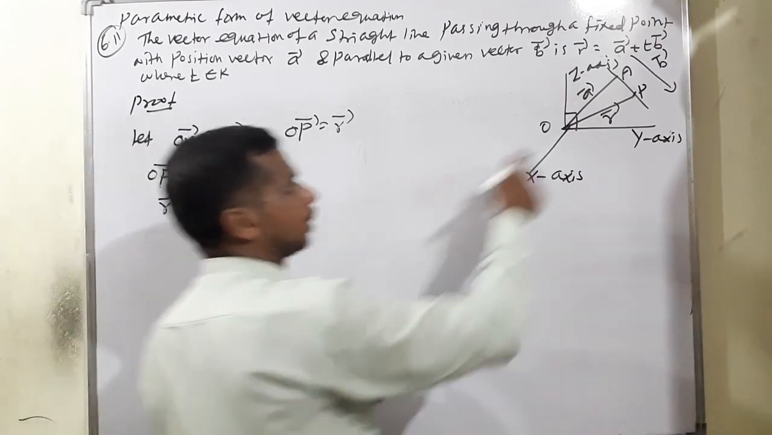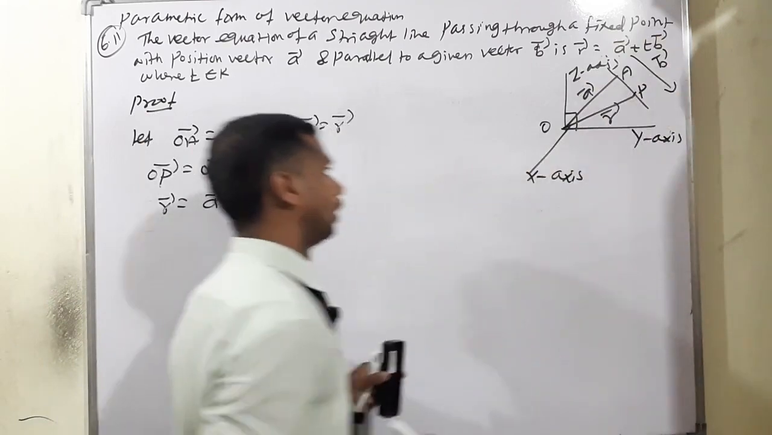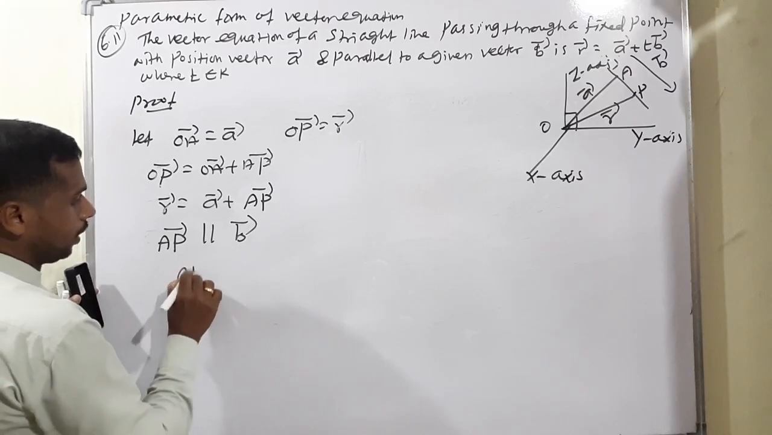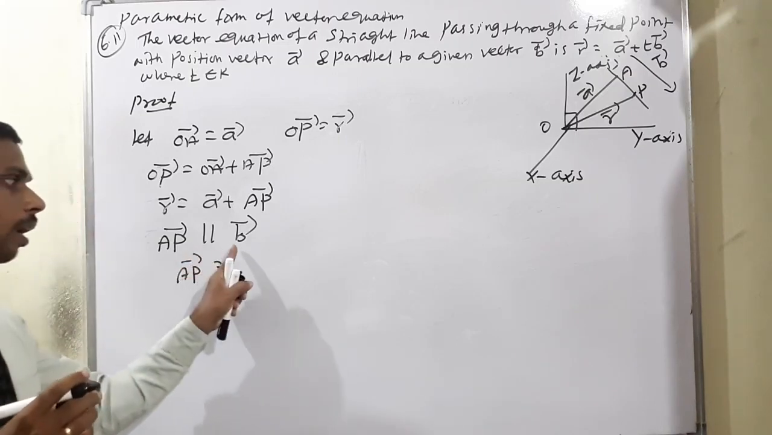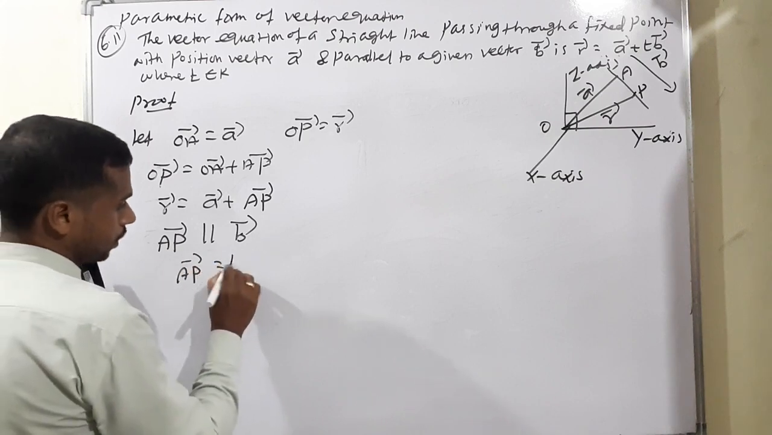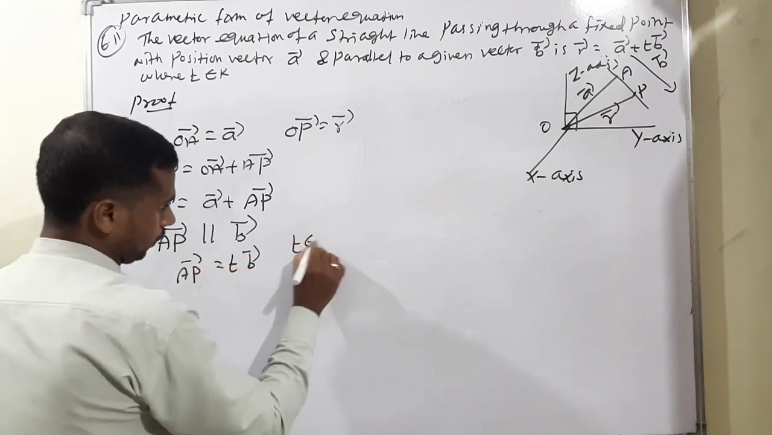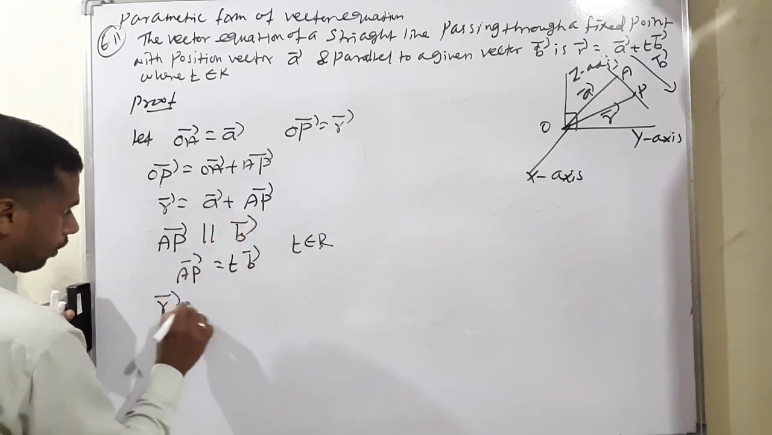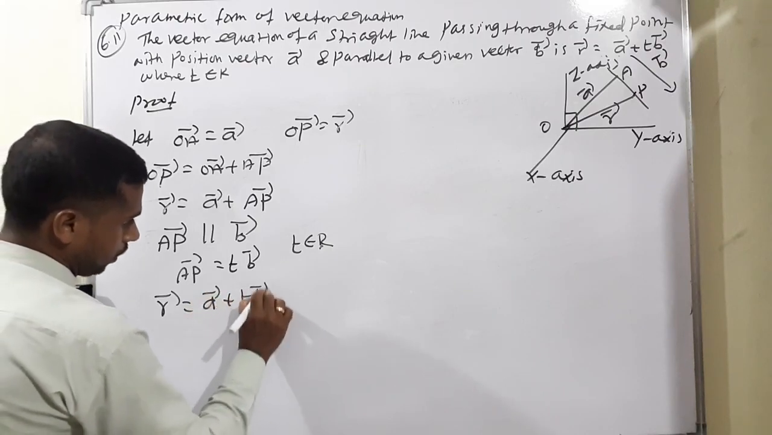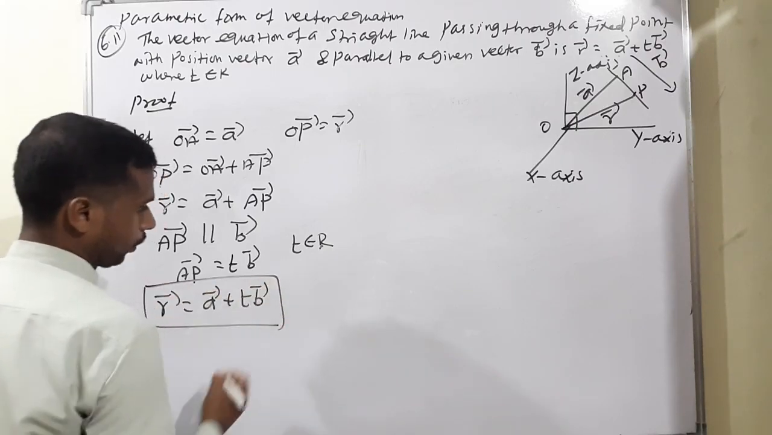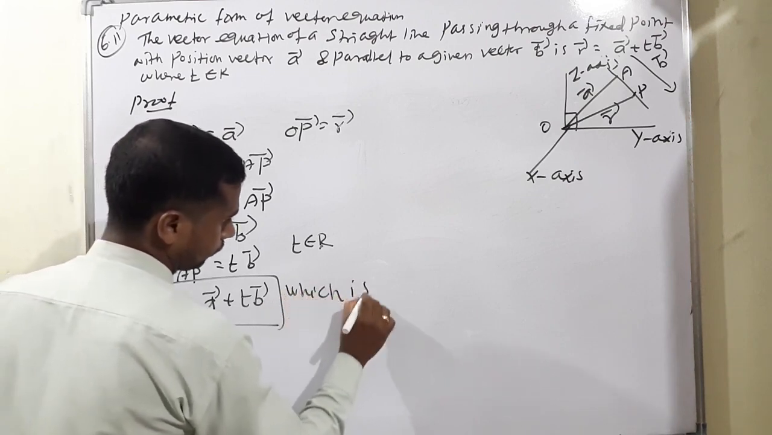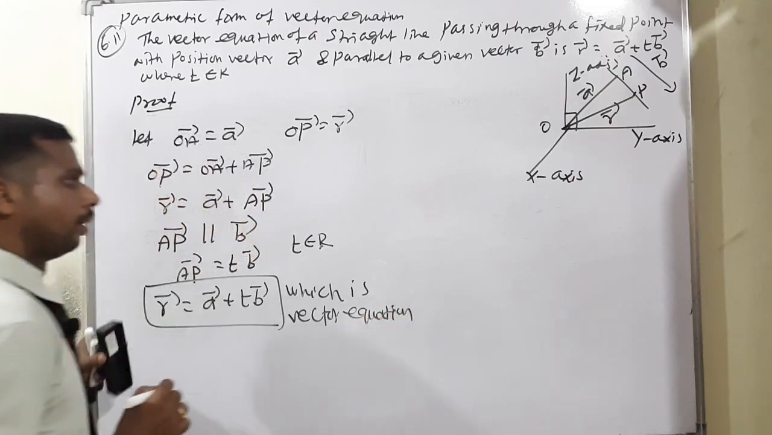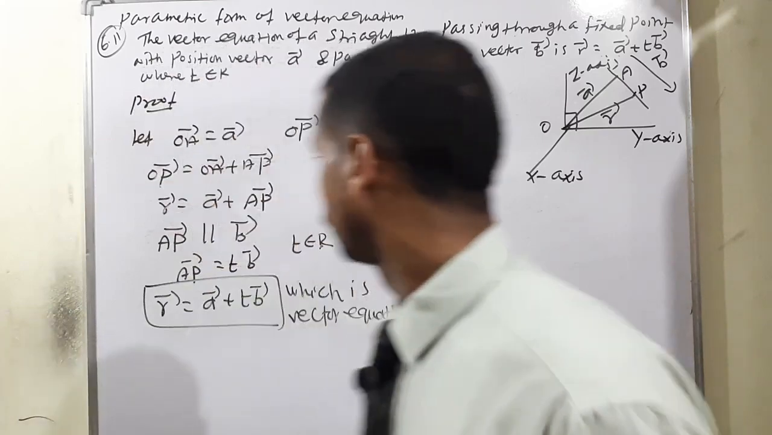But what is the meaning of AP vector? AP vector is parallel to B vector, so AP vector is equal to some scalar multiple of B vector. Scalar multiple means just take t with B vector. t always belongs to the real numbers. Now instead of AP we can write tB. Therefore R vector is equal to A vector plus tB vector, which is the vector equation. Then I am moving to find the Cartesian equation.